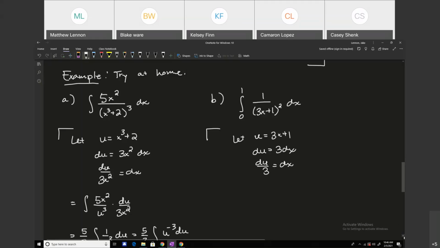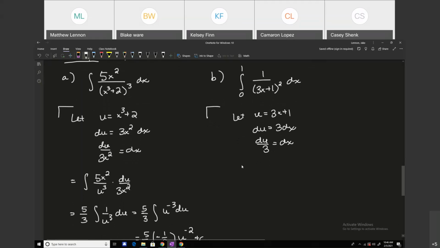Okay, well, now we can start replacing things. Oh, we also want our limits here, because this one is a definite integral, so we don't want to switch back to x's. We just want to stay in u's. So x equals 1. We're using u equals 3x plus 1. So that would be u equals 4 when you plug in 1 for x. And then x equals 0. We would have 3 times 0 plus 1, which would just be 1. So that changes to u equals 1.